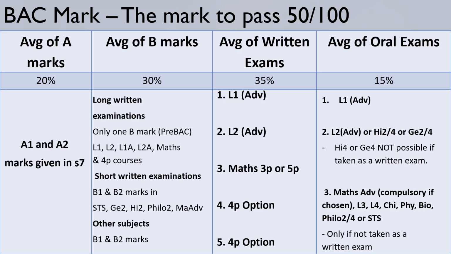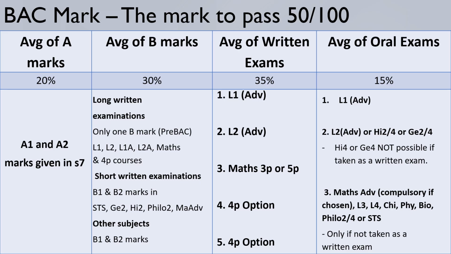You will take a long written examination, known as the pre-bac, at the end of the first semester of S7 in early February. The score from this exam will serve as your S7 B mark in these subjects. In other subjects, you will complete 1 or 2 short written exams or other summative assessments each semester. The average score of all the B marks will count for 30% of your final mark.